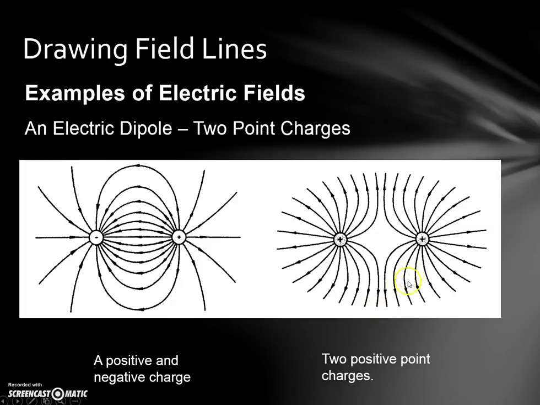Now the only difference, if this diagram was to show two negative point charges, the lines would be exactly the same, except this would have a minus, this would have a minus, and all of our little arrowheads would be turning inwards. Alright, they'd all be going towards the negative charges, but the actual position of all of the lines would be in exactly the same spots.